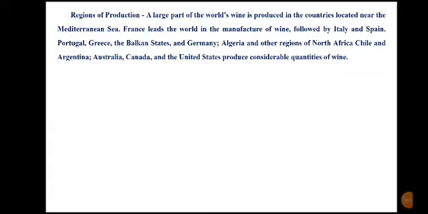There are several regions in the world which produce different varieties of wines. A large part of the world's wine is produced in the countries located near the Mediterranean Sea. France is the leader in manufacturing of wine and the oldest manufacturer. It is followed by several European countries like Italy, Spain, Portugal, Greece, Balkan states, Germany, Algeria, as well as other continents like Africa, Australia, and United States. In Asia also, a considerable amount of wine is produced.